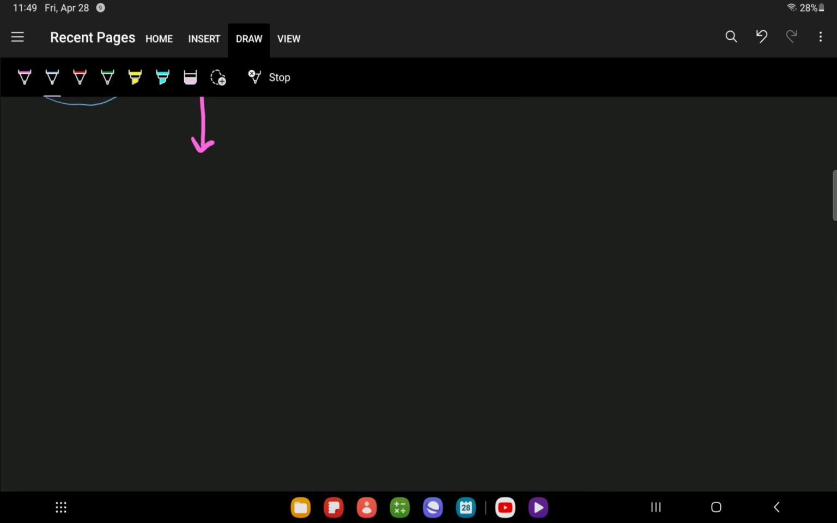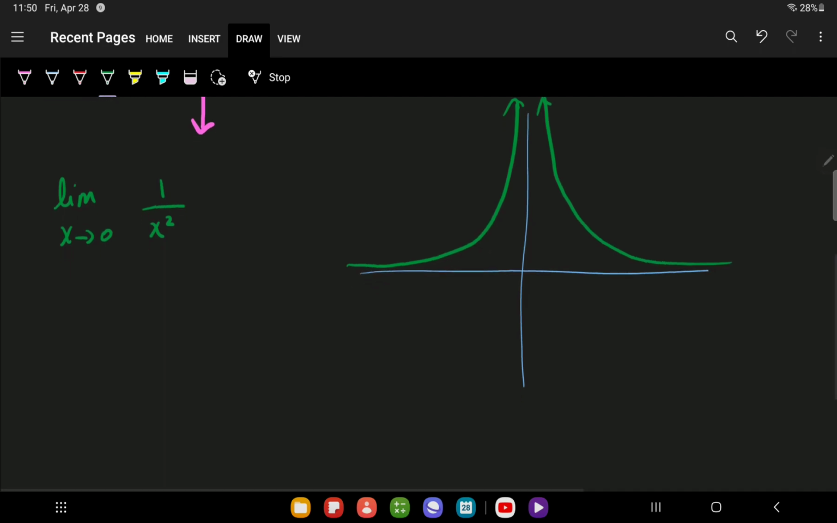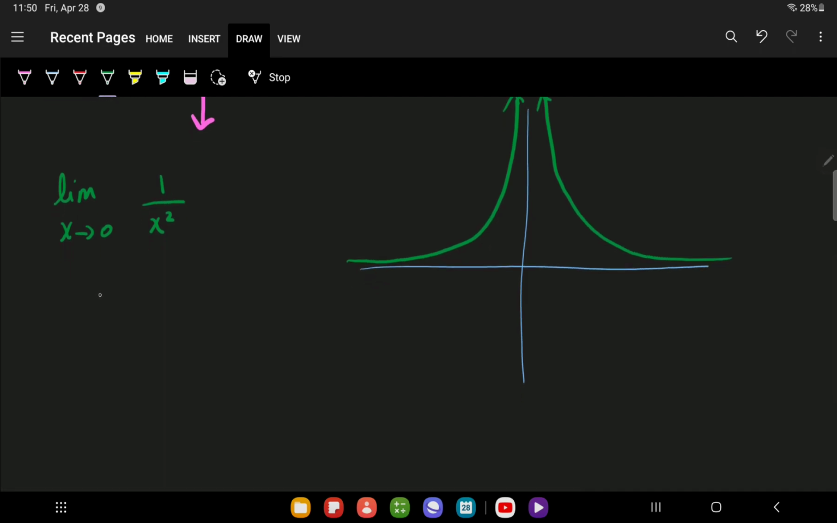Now we can also have vertical asymptotes and infinite limits. So let's look at that example. Find the limit as x approaches 0 of 1 over x squared. And if we graph it, what we'll get is this behavior. On the left-hand side, we get something like this. On the right-hand side, we'll get something like this. And one good way to visualize this, besides graphically, is also by a table.